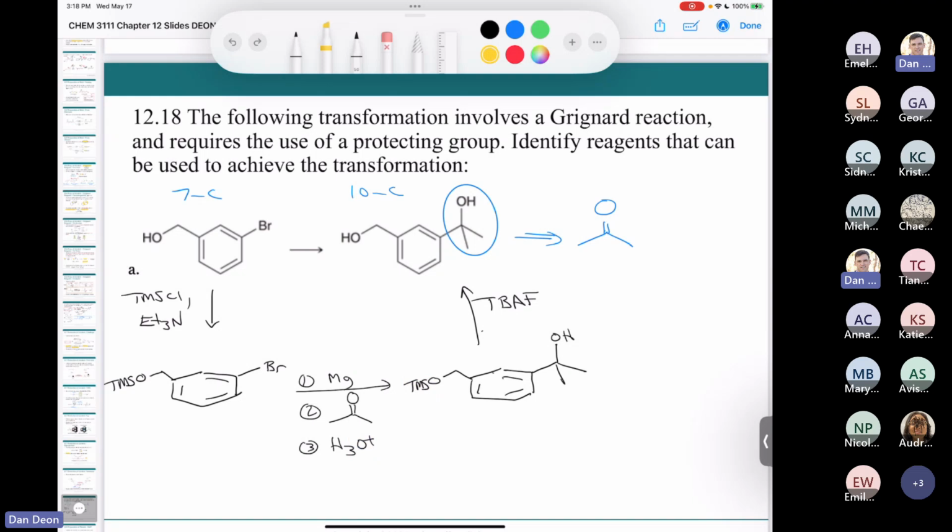If a student had written, oh, I put H3O plus and that's supposed to break it, remove the silyl ether, I would accept that. Either way is totally fine. All right, give me a thumbs up. Any questions about that one?